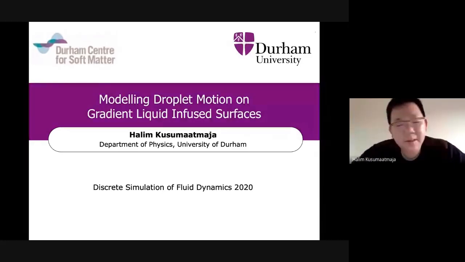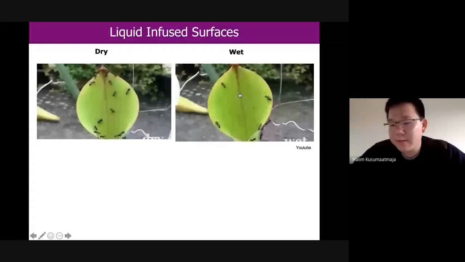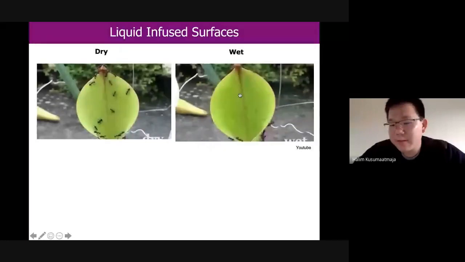Liquid infused surfaces are a novel class of functional materials which are inspired by the pitcher plant. This is something that you might have seen in your botanical garden. I'm going to show you two movies now, one when the environment is dry and one when the environment is wet. So let me play the movies. When it's dry, you can have ants which are just happily walking around the surface of the plant. But when it's wet, you see that the surface becomes very slippery. This is very bad for the ant, but it's very good for the plant because it's a carnivorous plant.